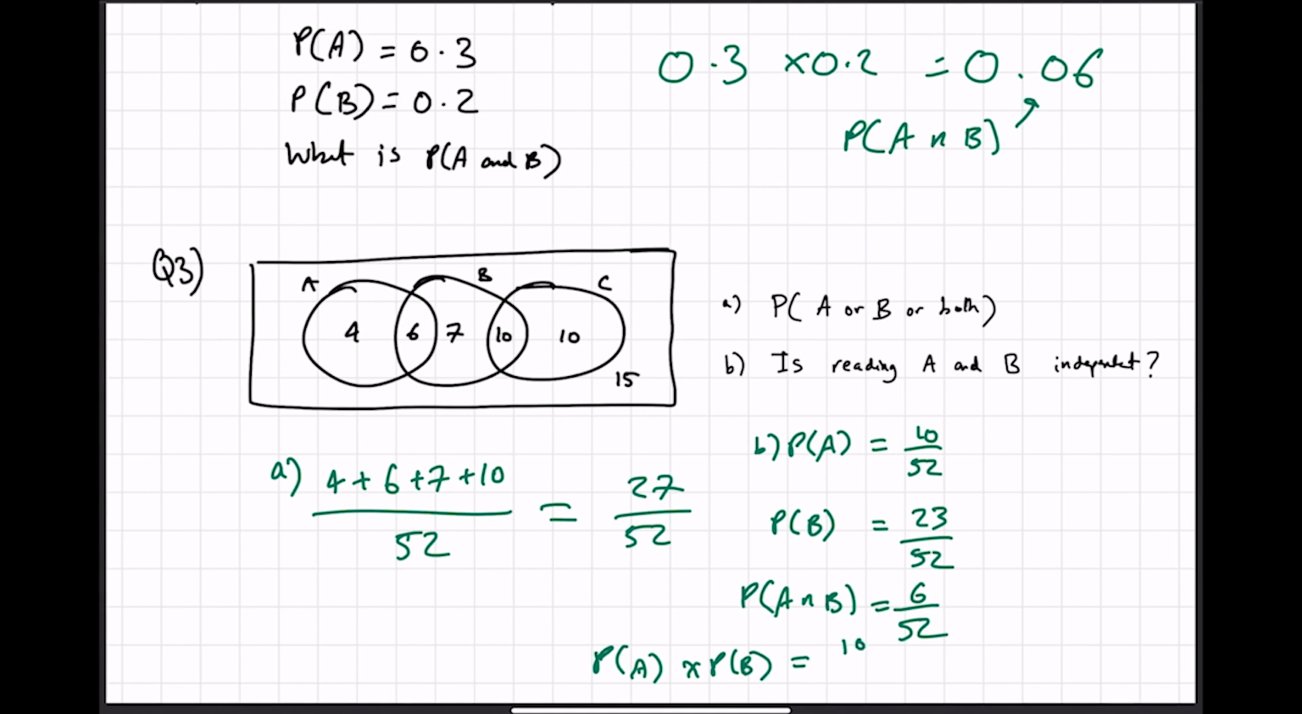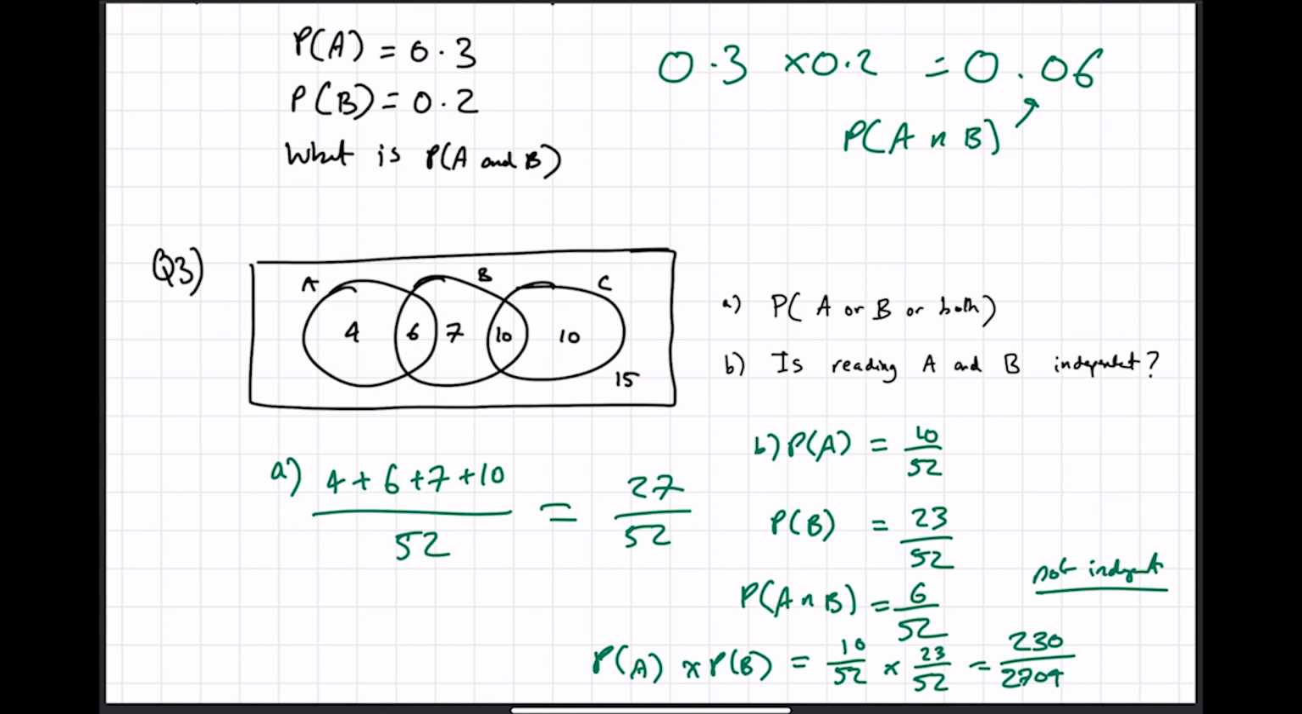So let's put in our numbers for P of A times P of B. That gives us 230 over 52 squared. I'll just check that in my calculator. That gives us a value of 2,704. And these two numbers are not the same as each other. So since they're not equal to each other, we can say they are not independent events. If they were the same as each other, then you would say they're independent.